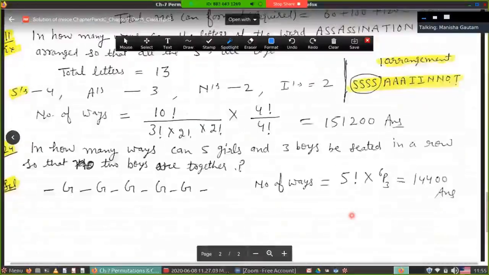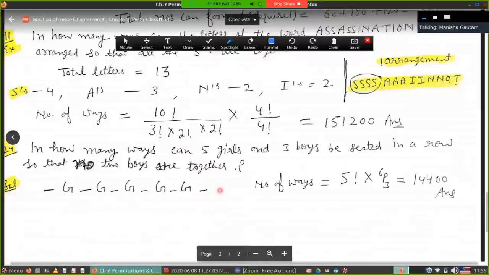In the next question, in how many ways can 5 girls and 3 boys be seated in a row so that no 2 boys are together? It means what? I have made the arrangement here. 5 girls, and in between the girls I have marked the places for the boys. How many places are there? 1, 2, 3, 4, 5 and 6. 6 places are there where you can fit the boys.